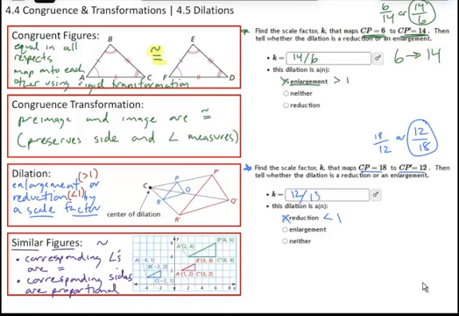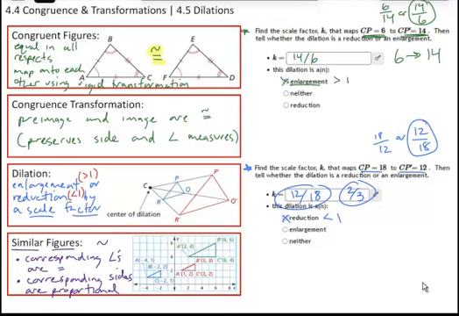12 to 18. Now you could reduce this, right? These both have a common factor of 6. You could reduce this to 2 over 3. Either of those are going to be acceptable. Okay, but that is how you find your dilation factor, your scale factor. All right, pretty straightforward. It's going to be, again, one or the other. The neither there is just a distractor.